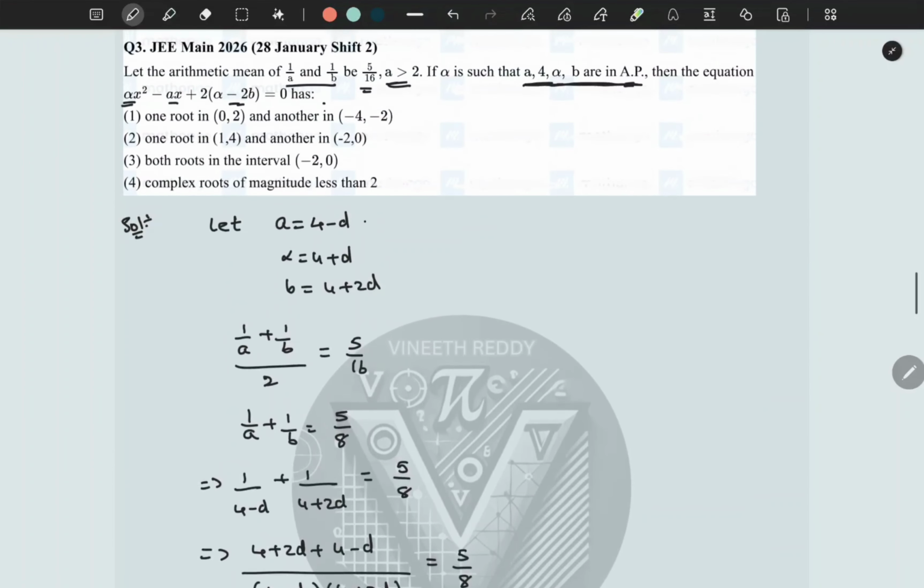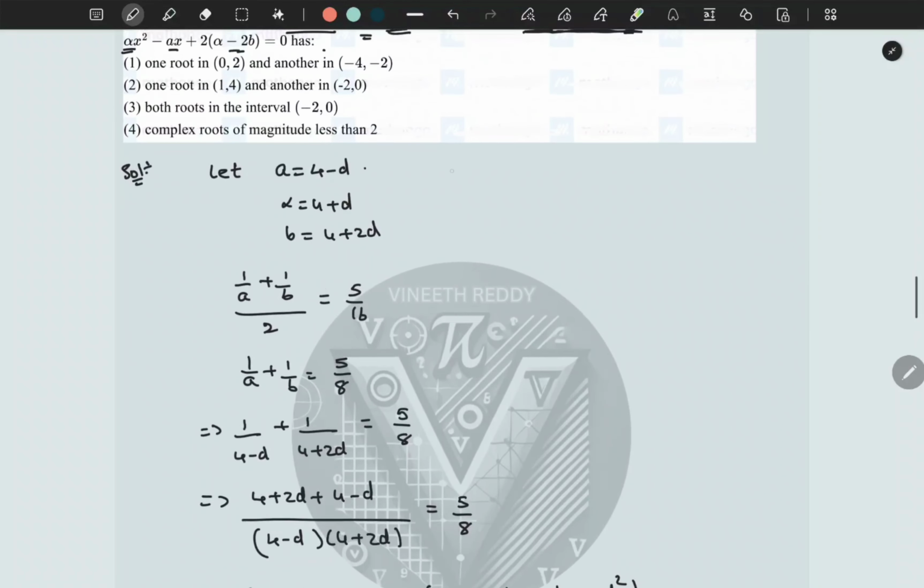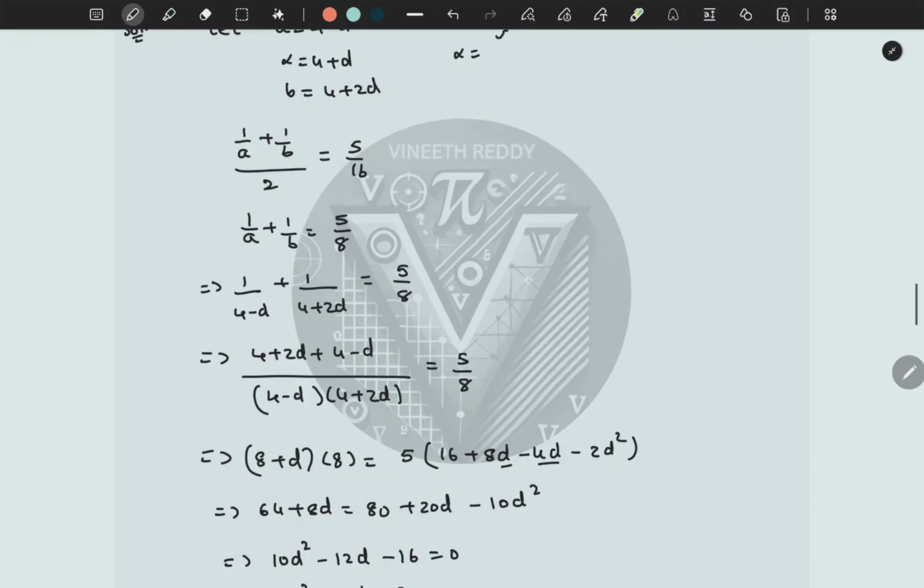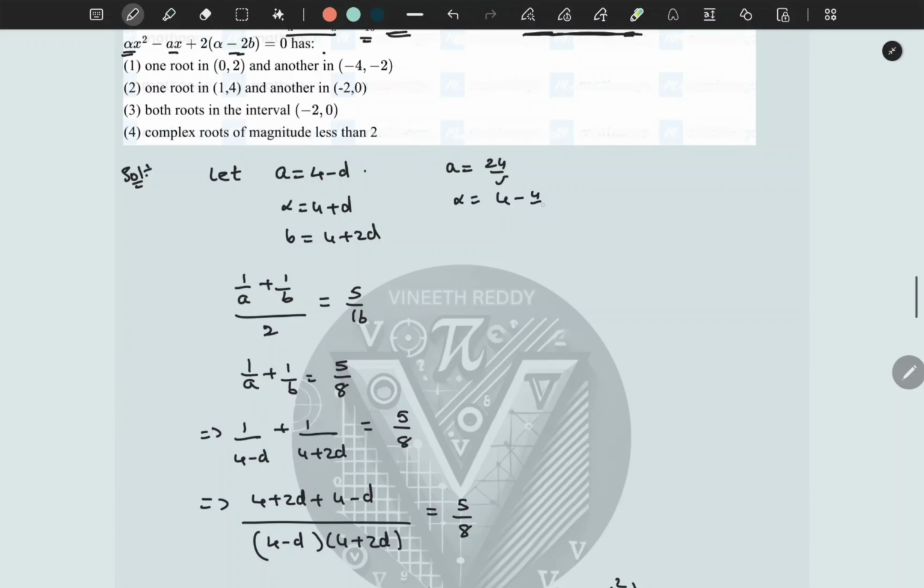So what is he asking? Alpha. So what is alpha? So a is 24 by 5, and alpha will be 4 minus 4 by 5. 4 minus 4 by 5 will be 20 minus 4, which is 16 divided by 5, and b will be 4 minus 8 by 5. So that will be 20 minus 8, which is 12 by 5.